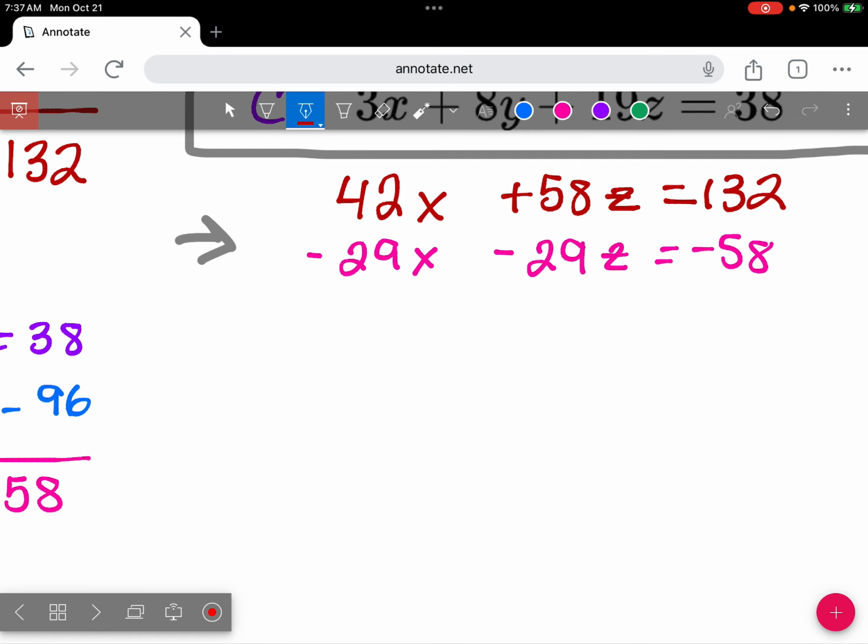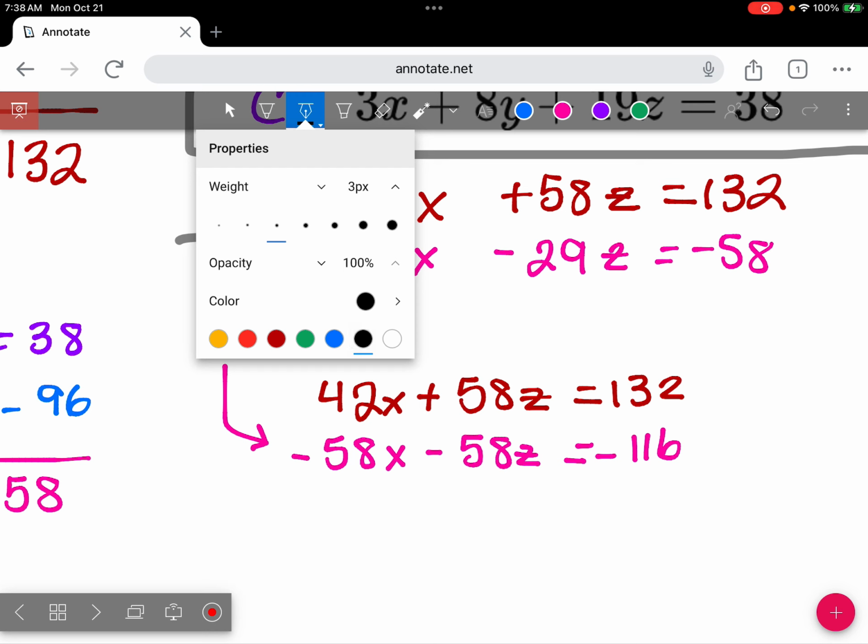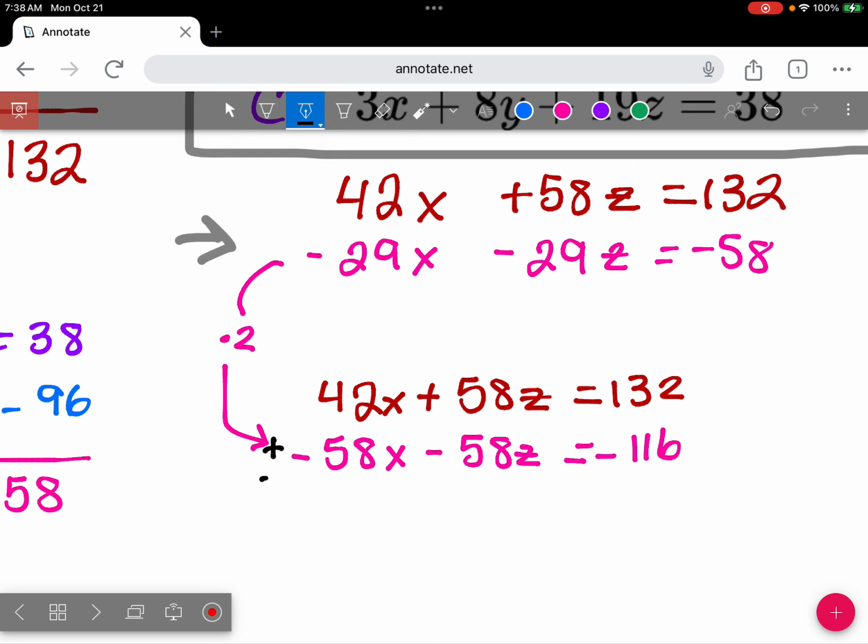So I'm going to multiply the pink one by 2. So I'm going to have my 42x plus 58z equals 132. I'm not changing that. I'm going to take this guy times 2 and put it underneath. We're going to get minus 58x minus 58z equals minus 116. And then we can add those together.